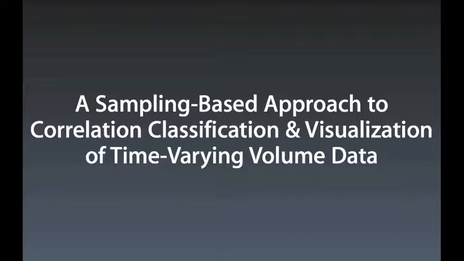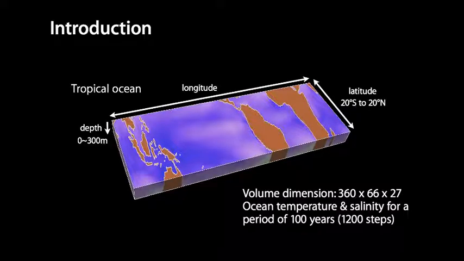We present a sampling-based approach to correlation classification for time-varying volume data. Shown here is a climate simulation dataset provided by the National Oceanic and Atmospheric Administration. The simulation covers tropical regions around the Earth's equator for a period of 100 years. We study two variables, temperature and salinity, and examine their correlation patterns.